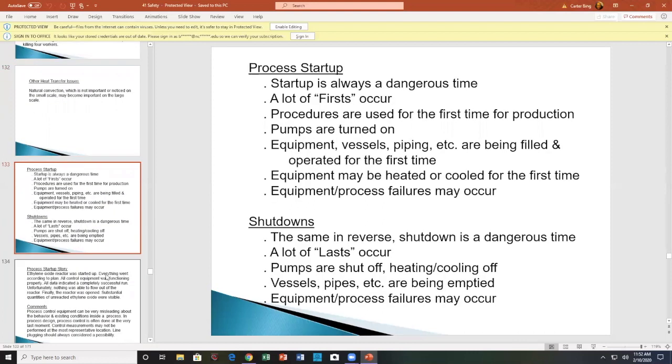Plant startup. Dangerous time. Lots of firsts. Procedures for startup. Pump turned on. Vessels are filling. Equipment operating for the first time. Equipment may be heated or cooled for the first time. Process failures will occur. Shutdowns: the last, same in reverse order. Shutdowns are a dangerous time. Lots of lasts occur, right?